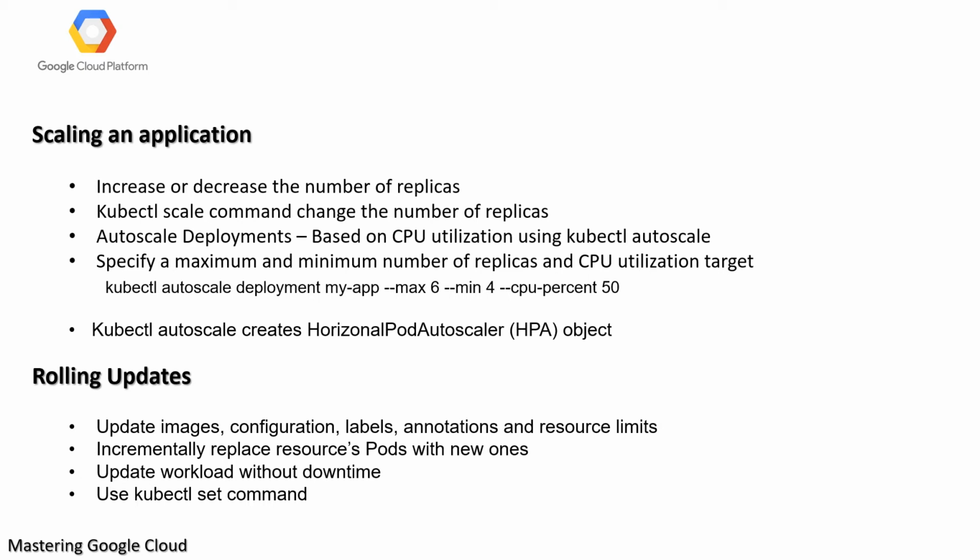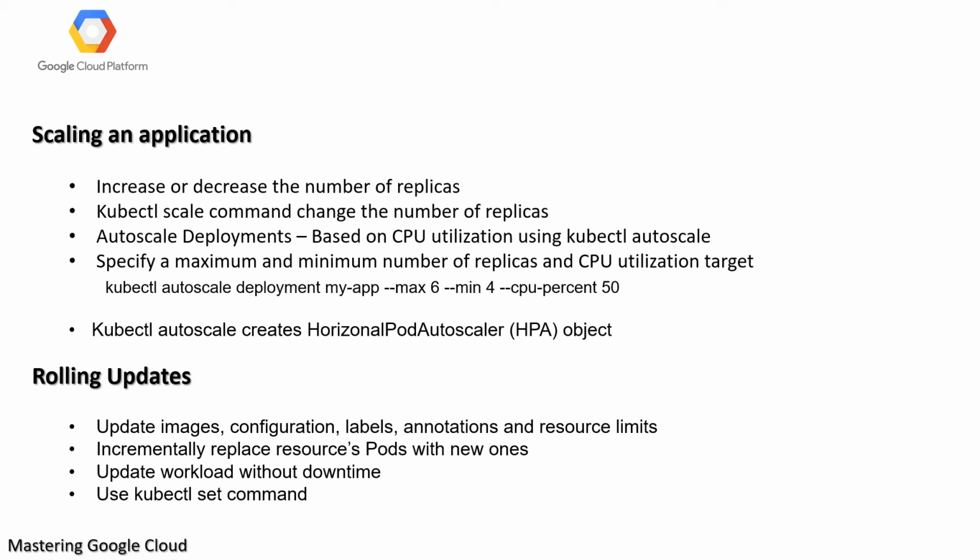When you use kubectl autoscale, you specify a maximum and a minimum number of replicas for your application as well as a CPU utilization target. kubectl autoscale creates a horizontal pod autoscaler or HPA object that targets a specified resource called the scale target and scales it as needed.